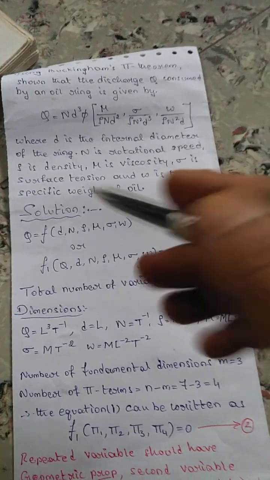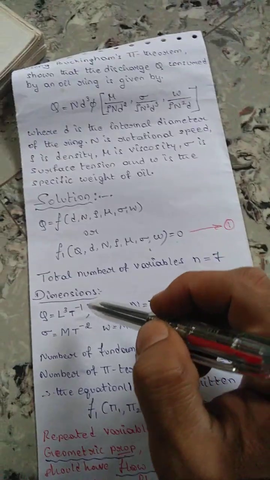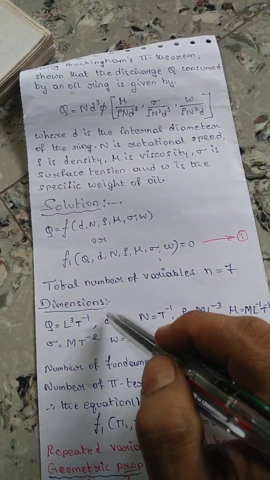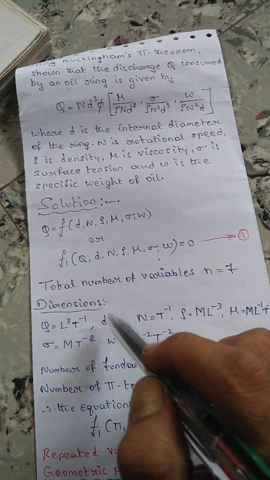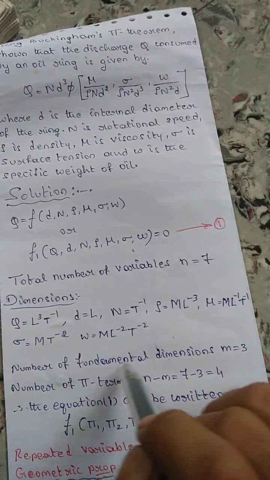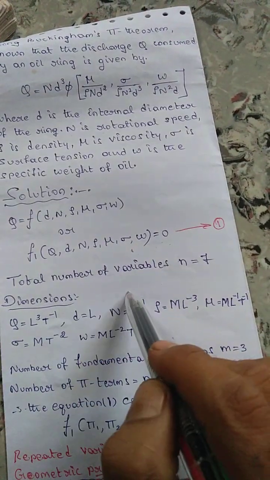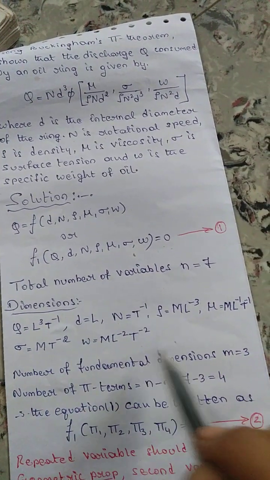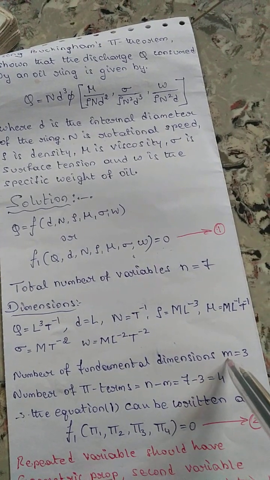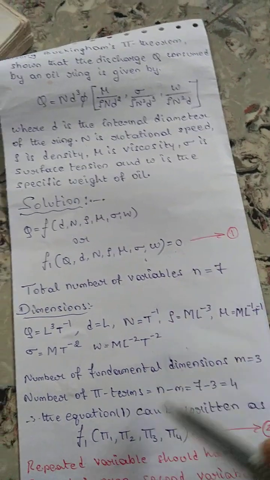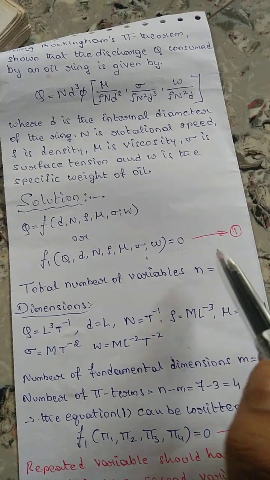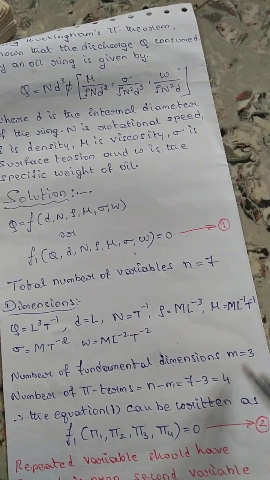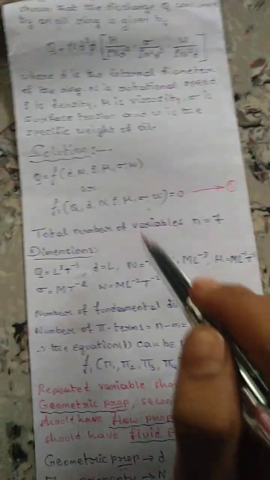As a part of dimensions, you must be knowing, or you have to have the knowledge of dimensioning, how the units come. See the fundamental dimensions: length, mass and time, LMT. This must be remembered. So m is equal to 3 and n is equal to 7. So the number of pi terms we get is n minus m. n is 7 and m is 3. So 7 minus 3 is 4.